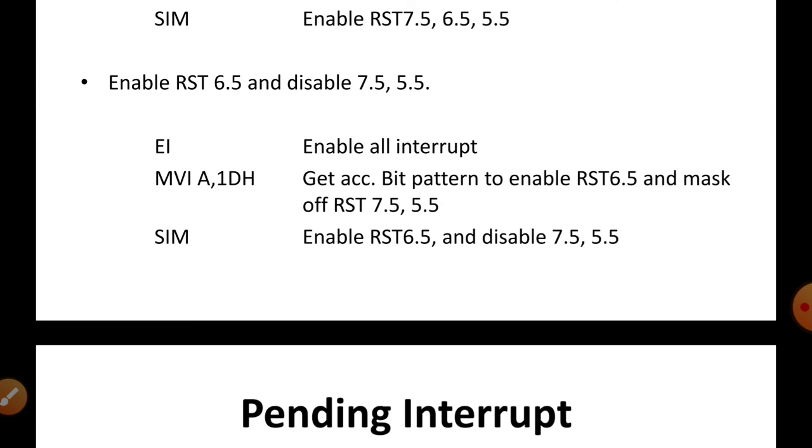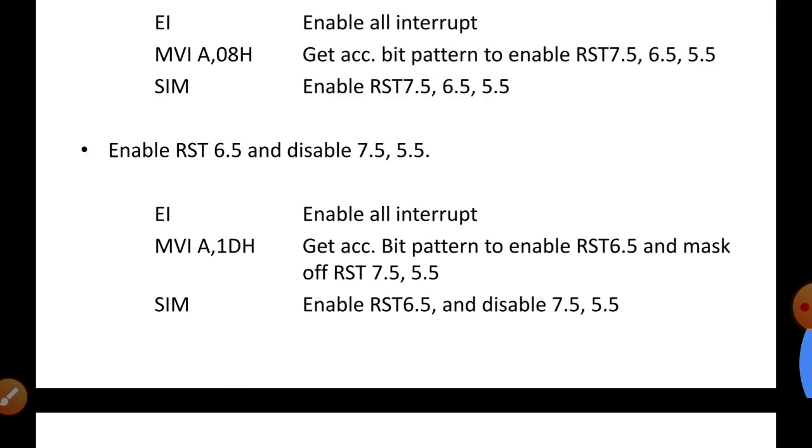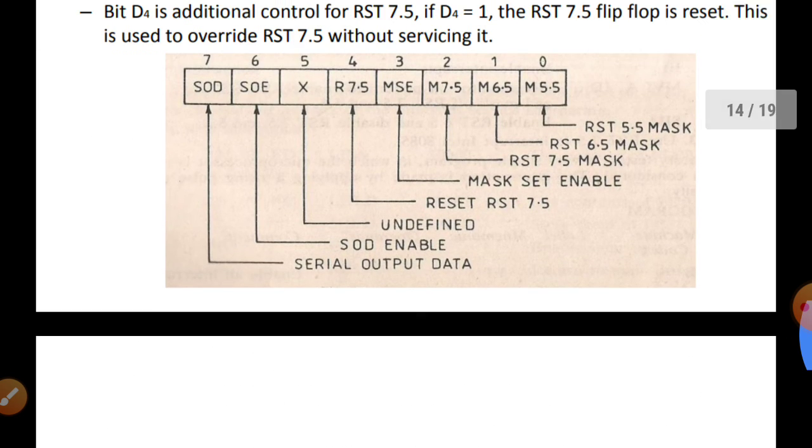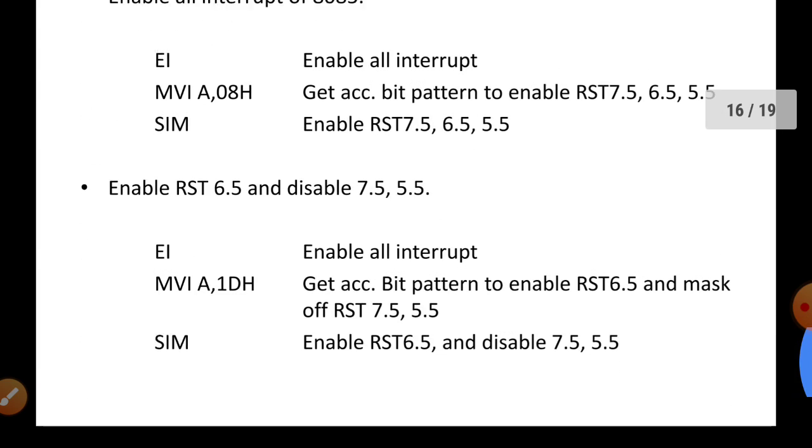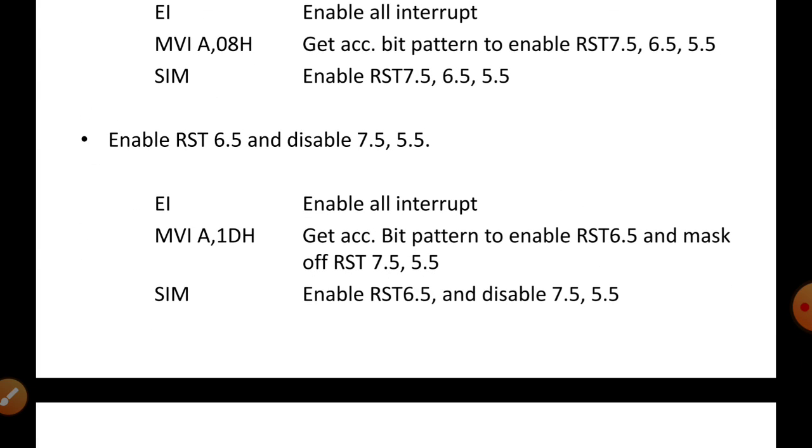If 7.5 has to be reset, for that particular purpose we have to put the RST 7.5 bit, that is the D4 bit, as 1 and the rest of the bits 0. Whenever we do this, we get 1D, and this 1D is put into the accumulator, and then when the SIM instruction is executed, it is going to enable RST 6.5 and disable RST 7.5 and 5.5.